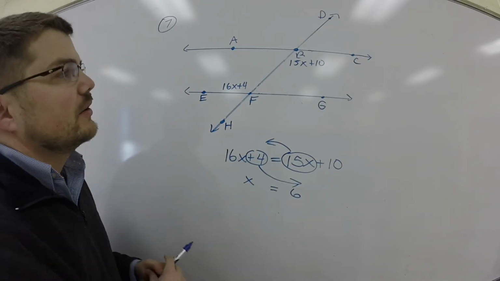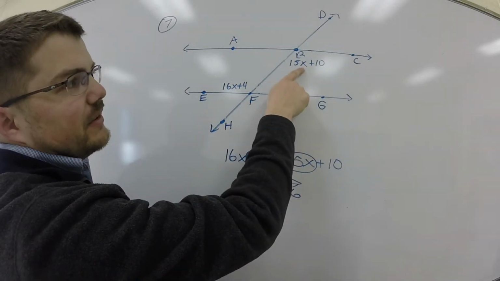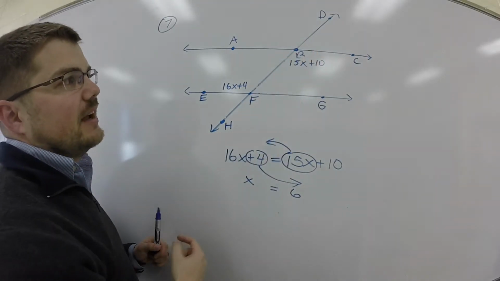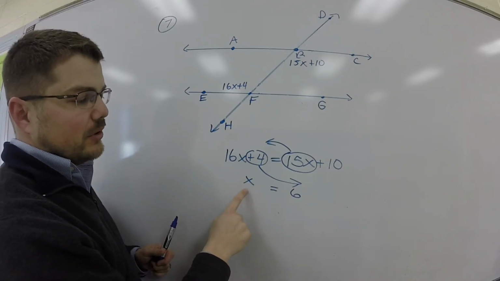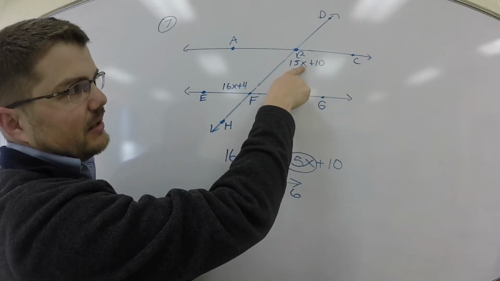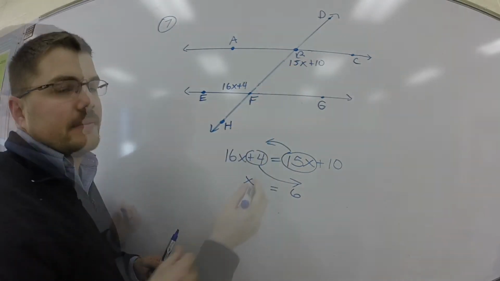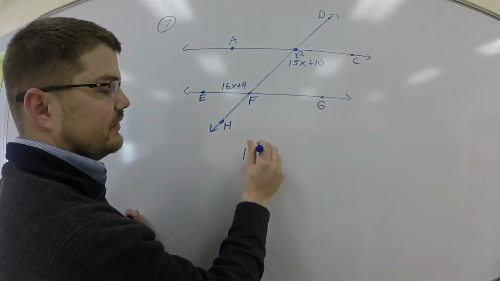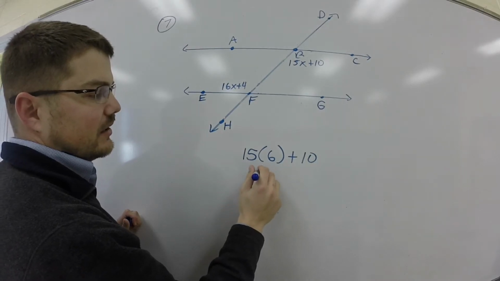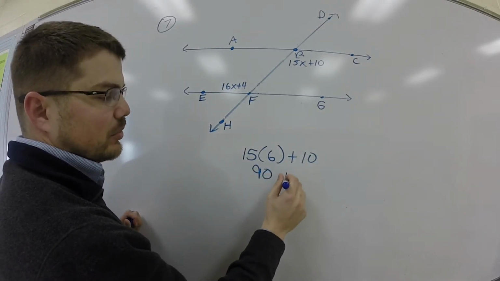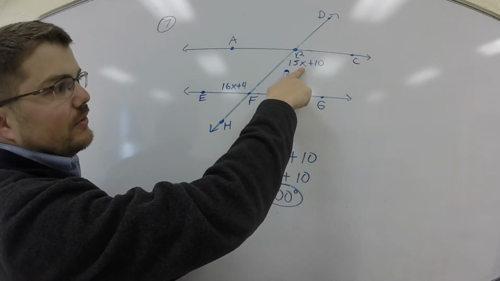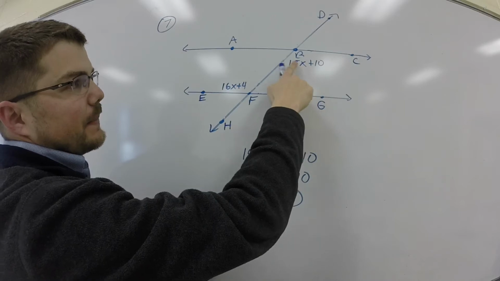Okay, so in order to find that, if I knew what this obtuse angle was, then we could know what the acute angle is, because they add to be 180. So let's plug in our x to one of these. It doesn't matter. Let's plug it in here and see what the actual measure of the angle is. Okay, so plugging in our x value here, 15 times 6 plus 10, that gives me 90 plus 10 is 100 degrees. Angle FBC is 100 degrees.